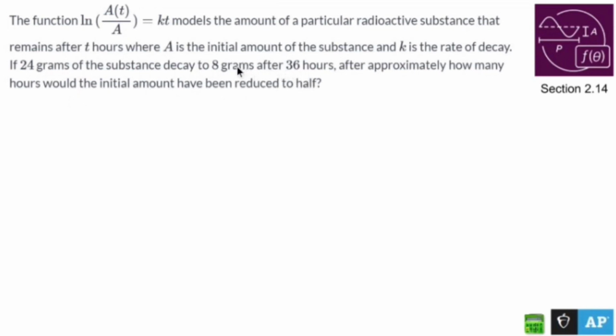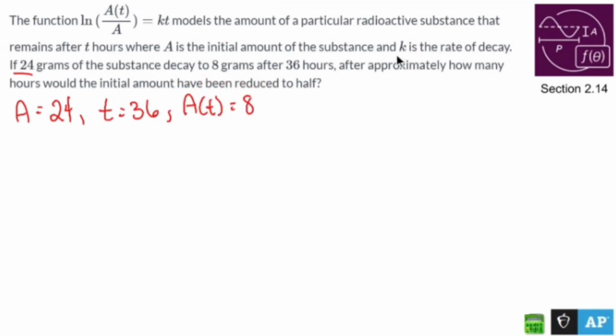Ugh. All right, so this is going to be really gross. 24 is what I start out with, so A is going to be 24. My amount after 36 hours, so t is going to be 36. My total amount is going to be A of t is 8.